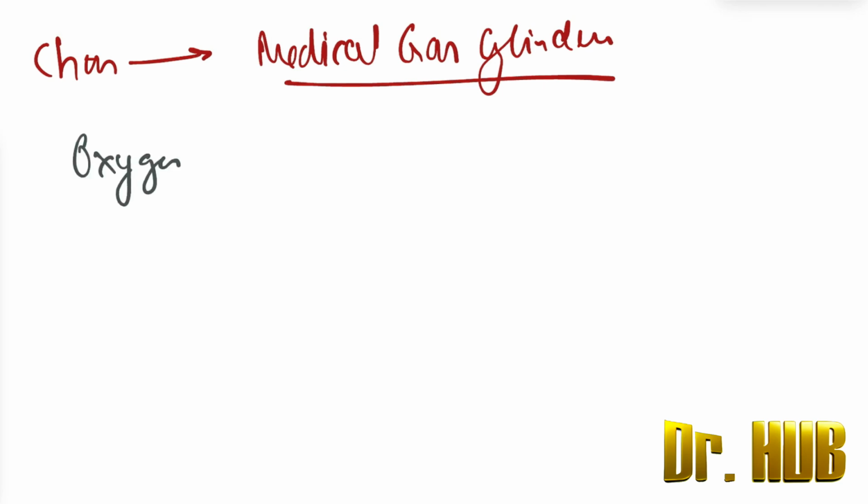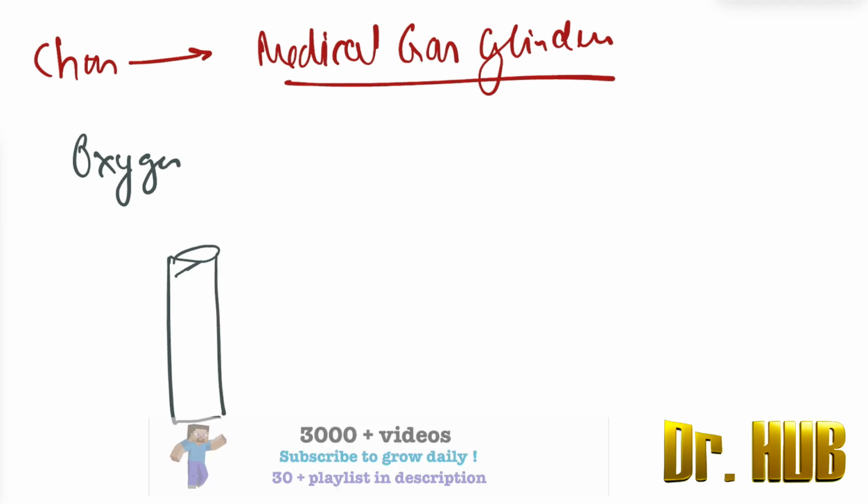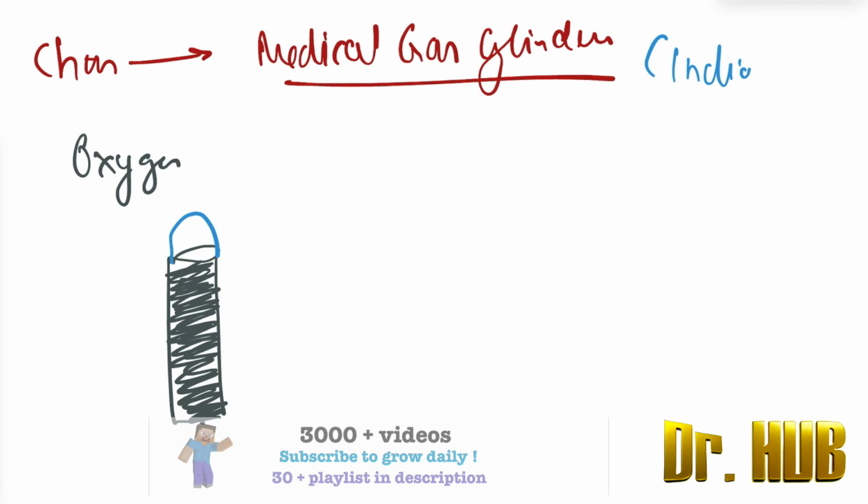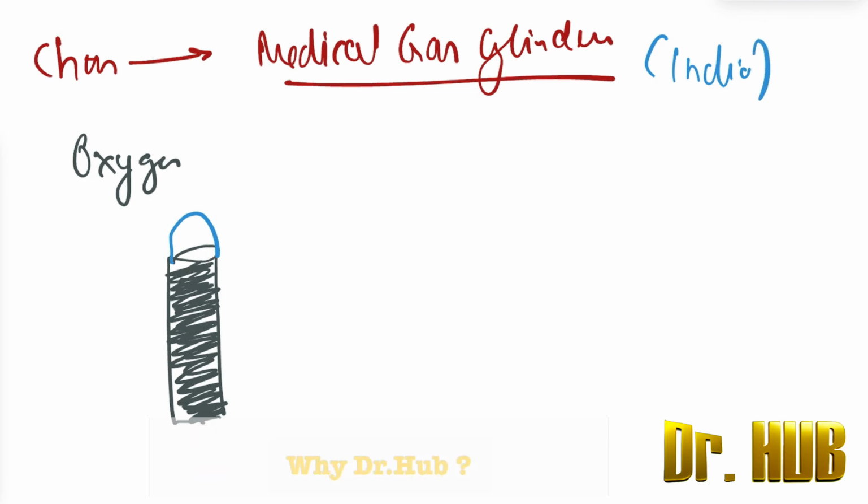Oxygen. So how is oxygen? Oxygen has a black body, and then there is a top shoulder. The shoulder remains white and the body is black. So this is the case of the oxygen, and this is the color coding in terms of India. In different countries there can be a different color coding, but in India this is what is followed. So the oxygen body is black, whereas the shoulder is white.